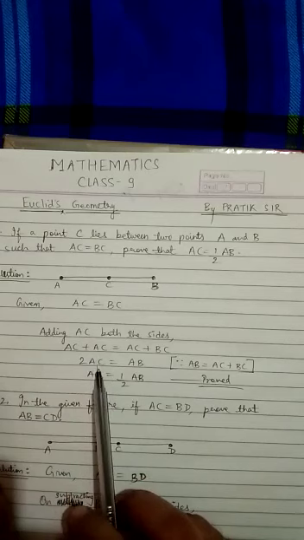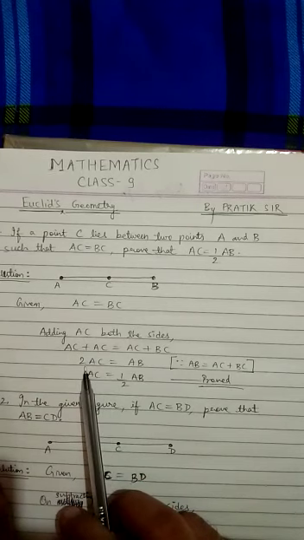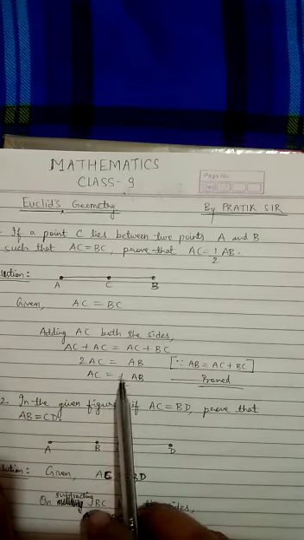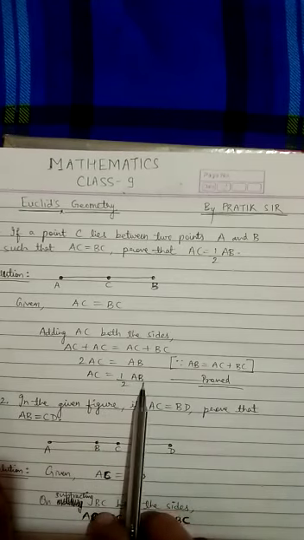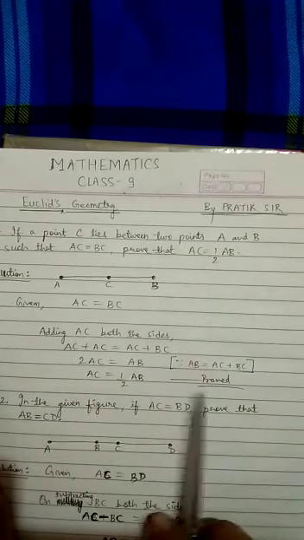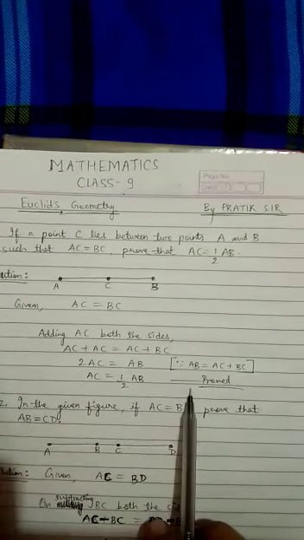AC plus AC is twice of AC. 2 is in multiplication with this AC. Removed this 2. It has come in the denominator of right hand side. AB divided by 2. Or we can write AC equals to half of AB. Which is to be proved according to this question is proved here. AC equals to half of AB. Moving on to another question.